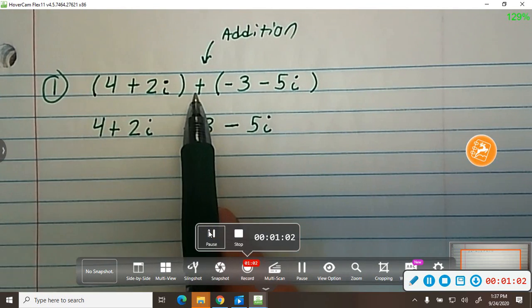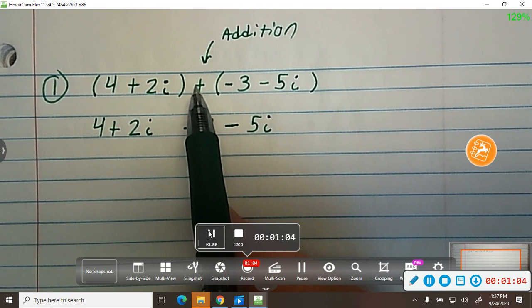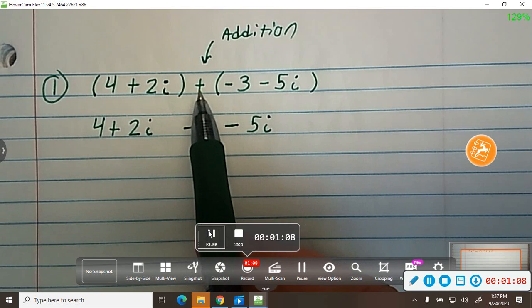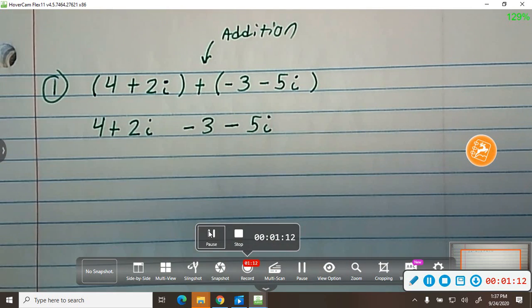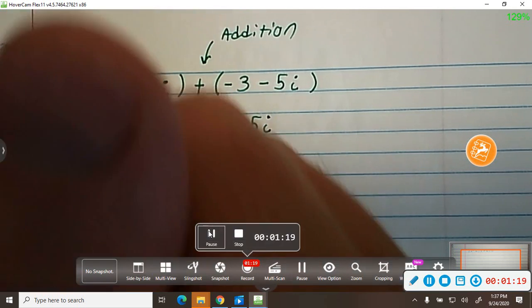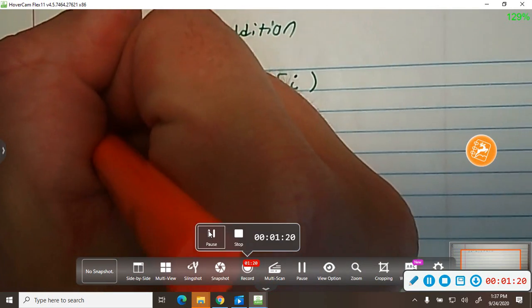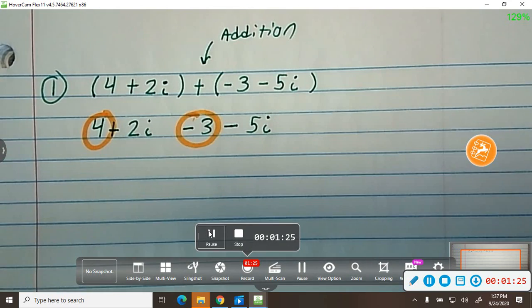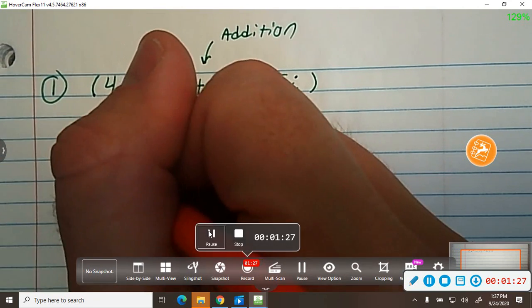If this was a minus sign, you would distribute it in, and that would become a plus 3 and a plus 5i. So if this is an operator of minus, you distribute it in. From there, combine like terms. And we always put the real part first, because that's standard form. So I'll put the 4 with the minus 3, and I know 4 minus 3 is 1.